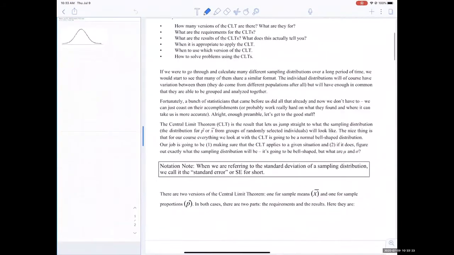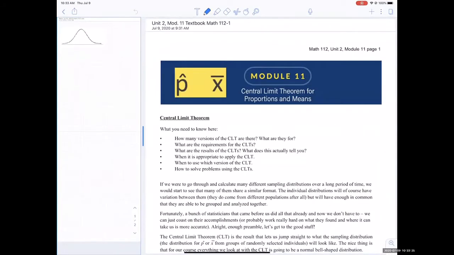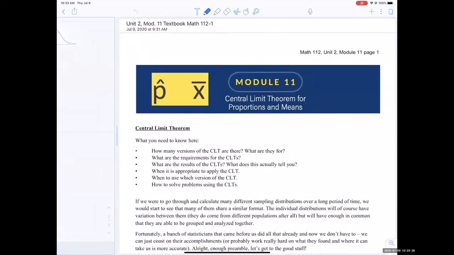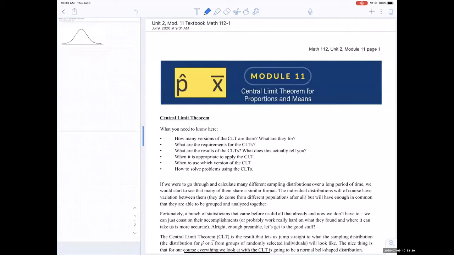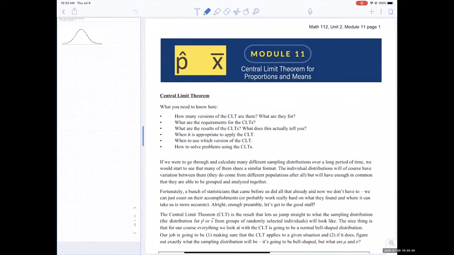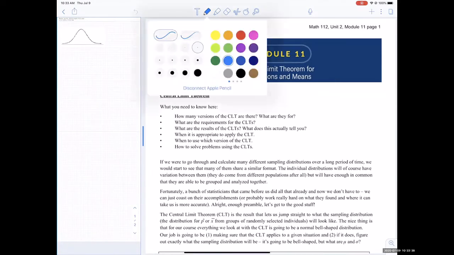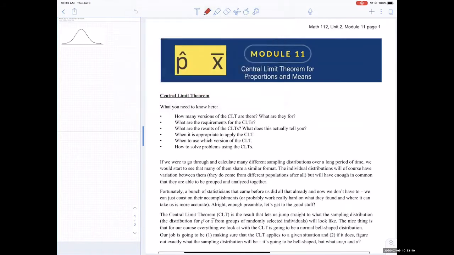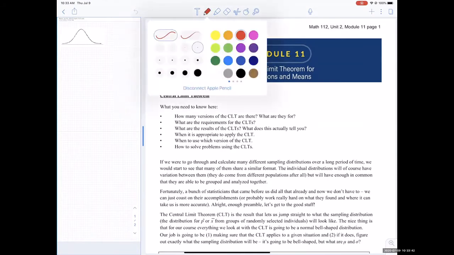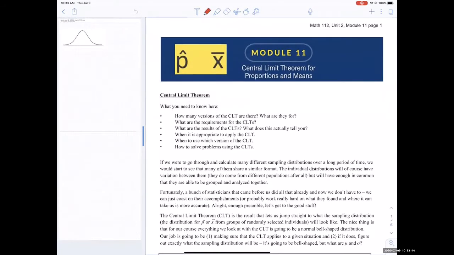To the central limit theorem here. Okay, all right. Central limit theorem, right? So we're going to be learning everything about the central limit theorem for population proportion and population mean. Why is the central limit theorem so important, right?